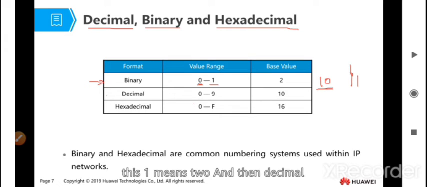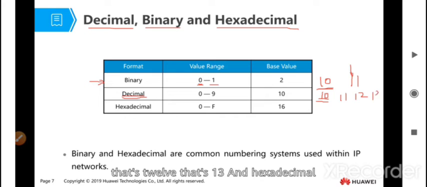And then the decimal, which we use daily. The values are from 0 to 9, and then for ten, you write 10. This is 10, and 11, that's 12, that's 13.